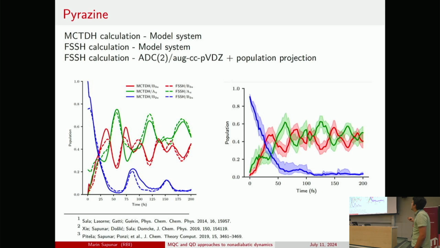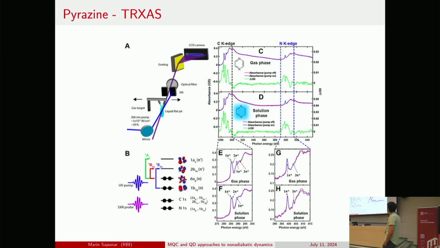And the same is, we get almost the same population if we do the surface hopping calculation on a full dimensional ab initio surface. So this model potential, so surface hopping agrees with MCTDH on the model potential, and the model potential agrees with the full dimensional calculation. So we have confirmation in both directions, which we are very happy with.